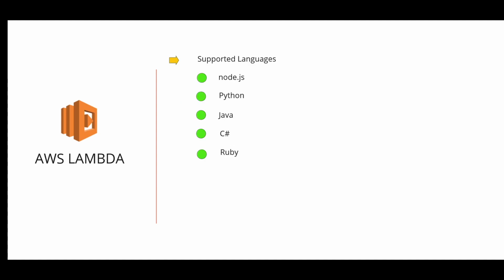Let's look at the supported languages. The code that runs inside Lambda functions can be created in any of these languages: Node.js, Python, Java, C#, that actually runs on top of the .NET Core runtime, and Ruby. This means that you can use your own language of choice to create all the applications without provisioning any servers.